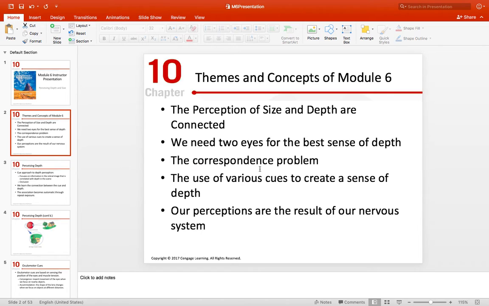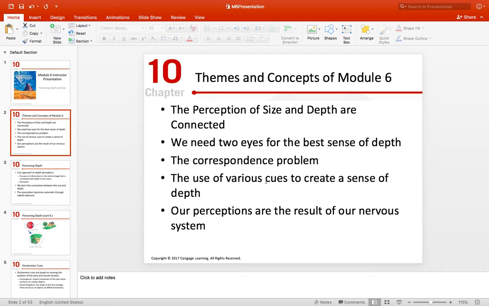One of the issues we'll also mention is that we always have to try to figure out certain questions that need to be addressed, like the binding problem with vision before. Here's the correspondence problem. Essentially, we need two eyes for depth, and how does the brain reconcile the two images that we get, one from each eye? We'll see each eye gets its own image.